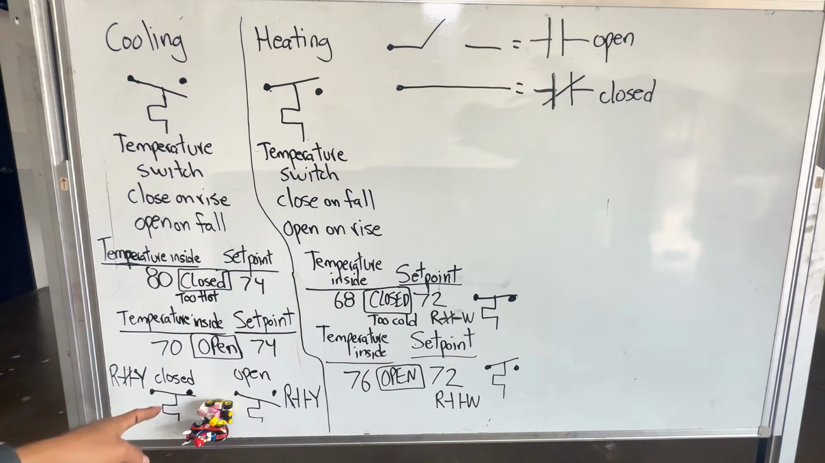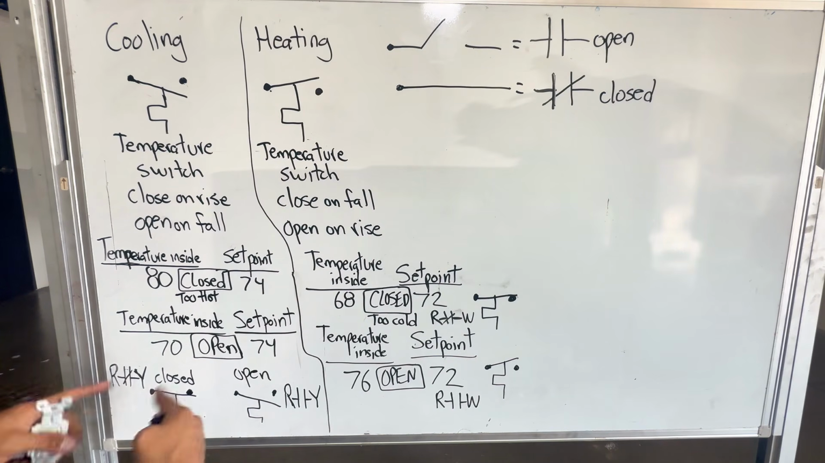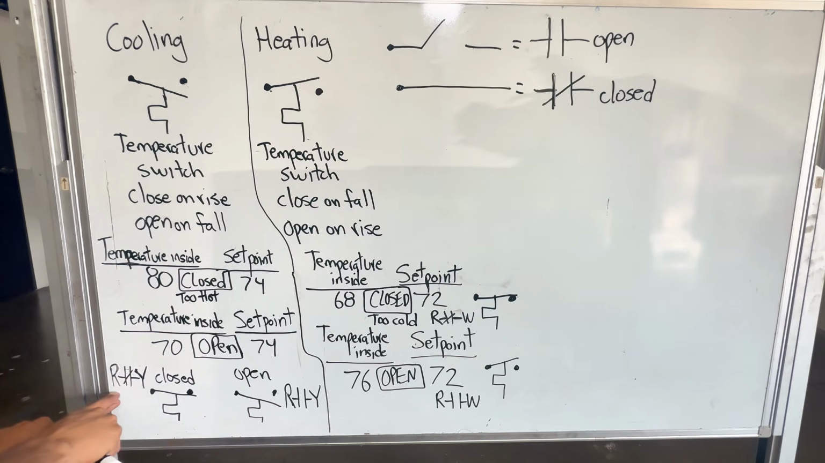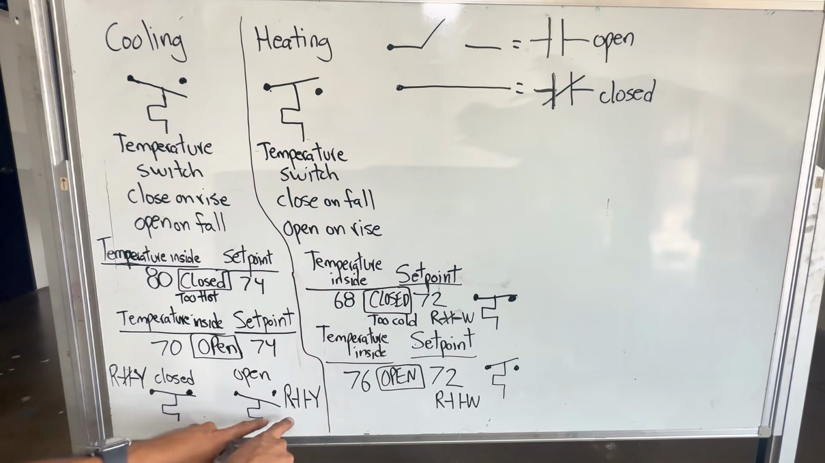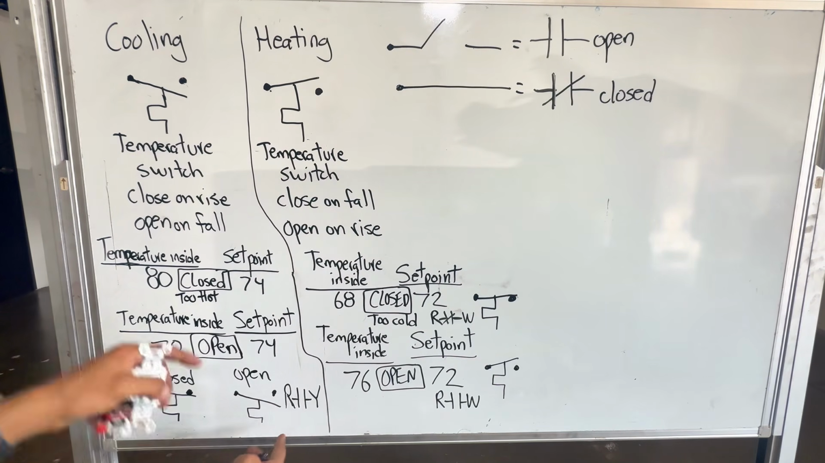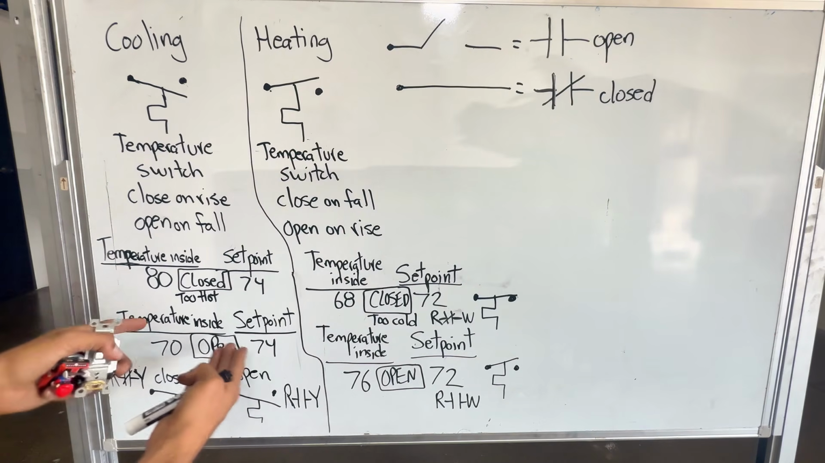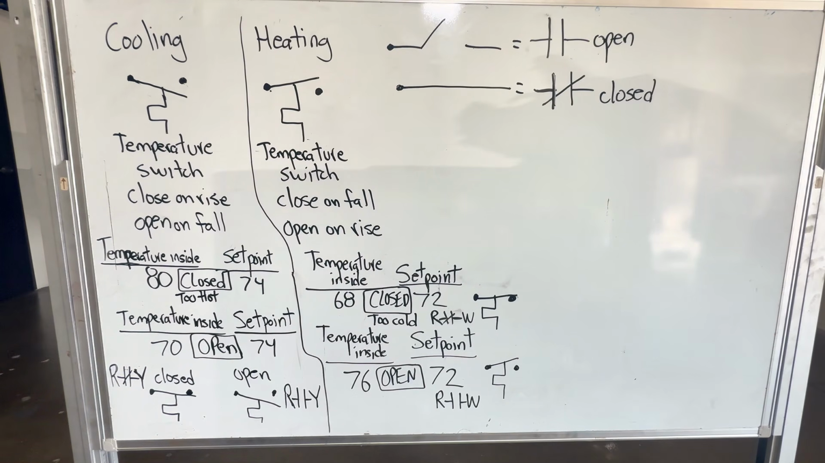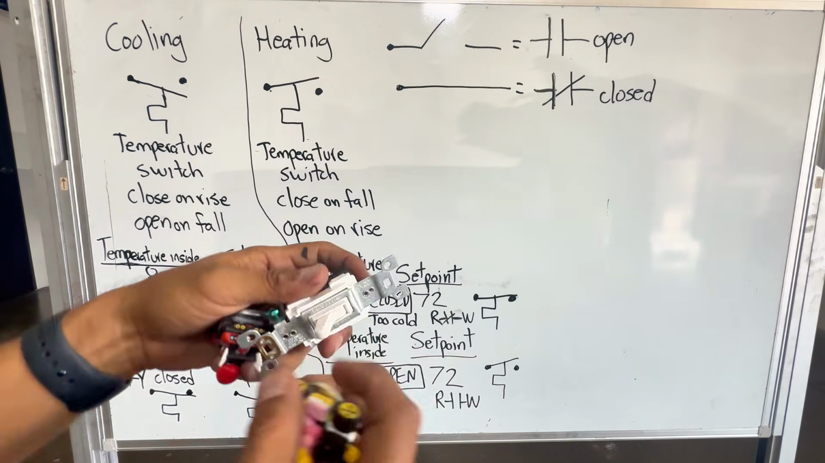And so I just drew it right here, right? When it's closed, you see right here, that little line is touching this little circle. It's closed, right? On temperature rise, it closed that contact, the little bridge. So I have a path between R and Y. When it's open, R and Y just stays open like that because I didn't exceed the set point. It's just a switch, guys. That's all it is. It's just a switch.